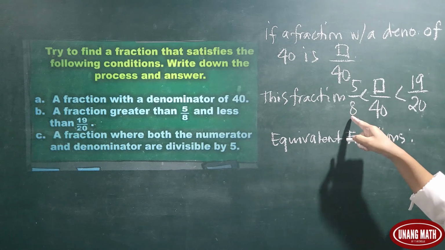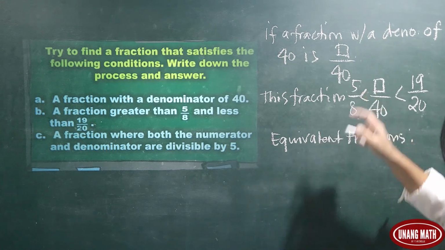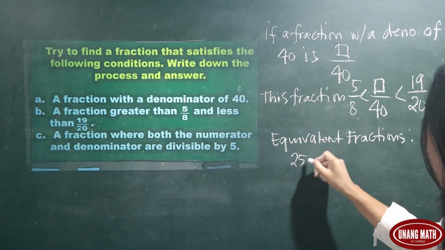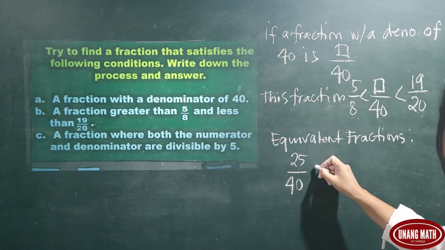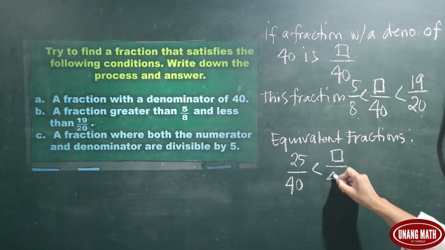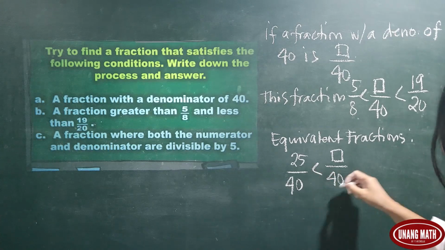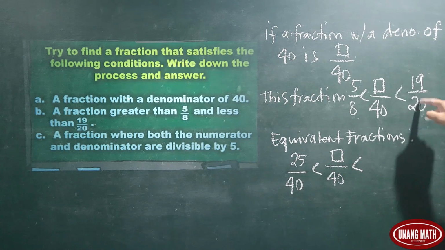So, i-multiply natin ang 5 at 8 by 5. So, 5 times 5, this is 25. So, 8 times 5, 40. So, 25 over 40 is less than this fraction na may denominator na 40. And then, ang fraction na ito is less than this fraction.